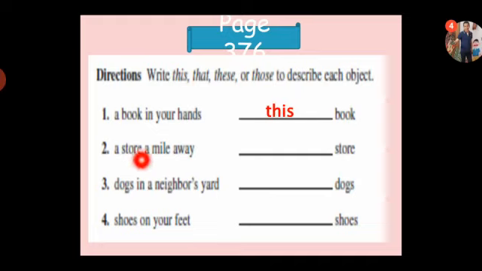Number two, a store a mile away. Can you see here? A mile away is a clue, meaning that this store is far from me. And it's singular. Far and singular. That's why I have to choose that. Good. Next, dogs in the neighbor's yard. So is it near or far? Far from me. Yard means like a small garden at the back of my neighbor's house. And dogs is plural. Far and plural. That's why I have to choose those. Good. Excellent.